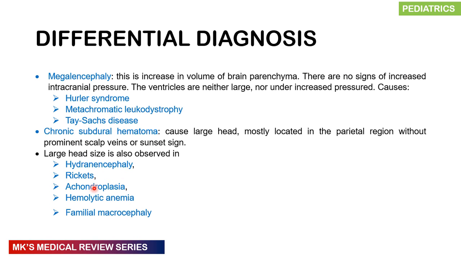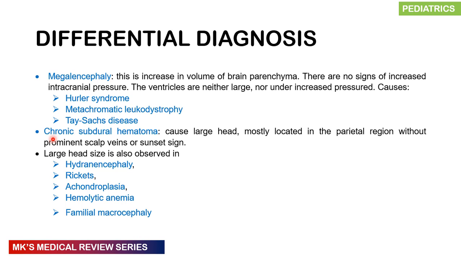And what's the differential diagnosis? It could be megaencephaly, where there is an increase in the volume of the brain parenchyma. There are no signs of increased intracranial pressure. The ventricles are neither large nor are they under any increased pressure that can help us say that this is hydrocephalus. We see this in Hurler syndrome, as well as in metachromatic leukodystrophy and Tay-Sachs disease.